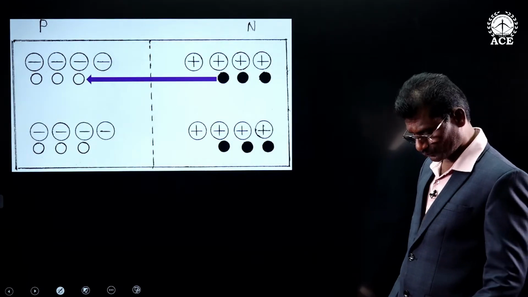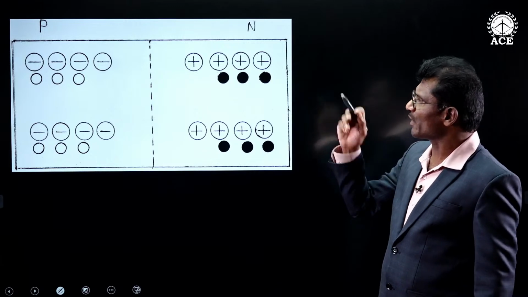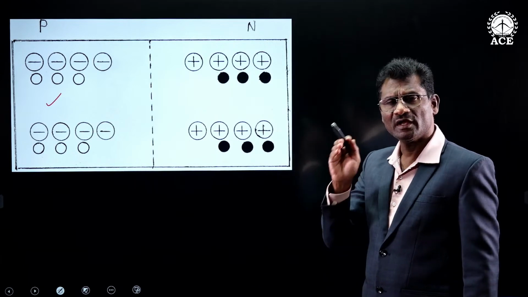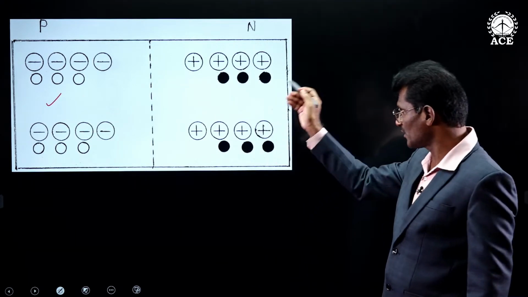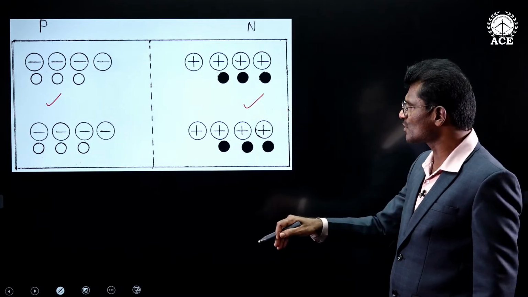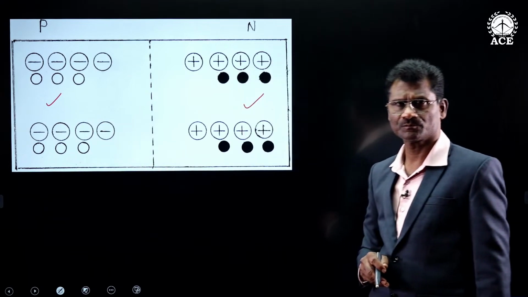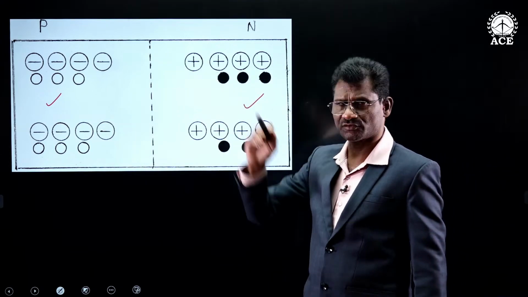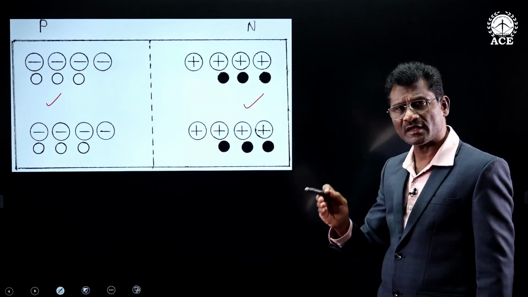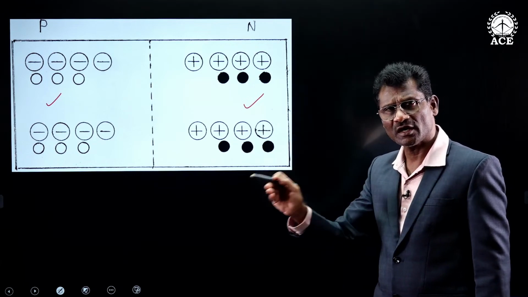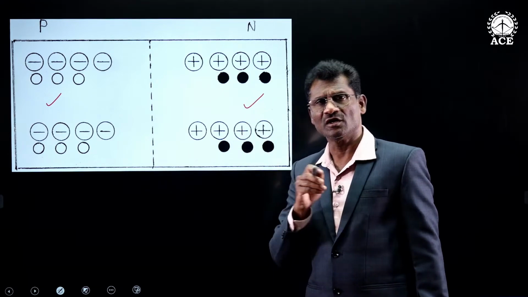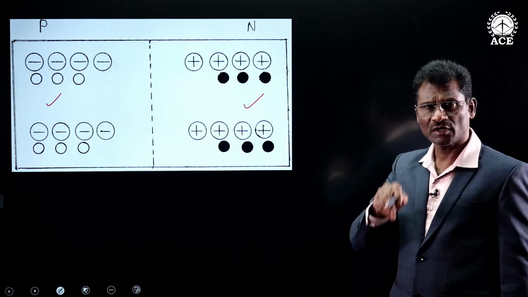Now if you look at this diagram, in this area the electron concentration is still less than the N side. In this area the hole concentration is still less than the P side. Meaning throughout the length the same number of electrons and holes, that is uniform carrier concentration, is not yet achieved. So according to the phenomenon of diffusion, diffusion of charge carriers should still continue.